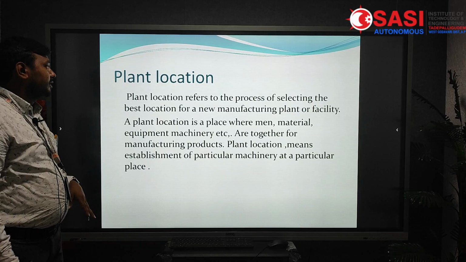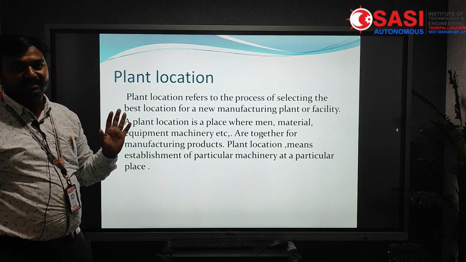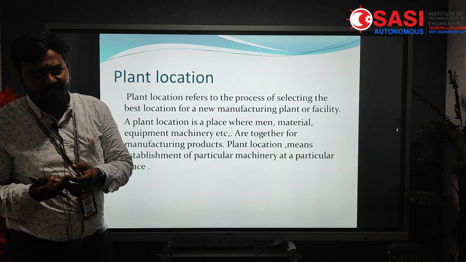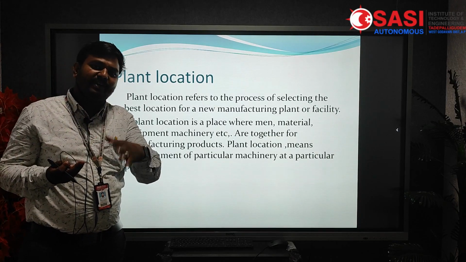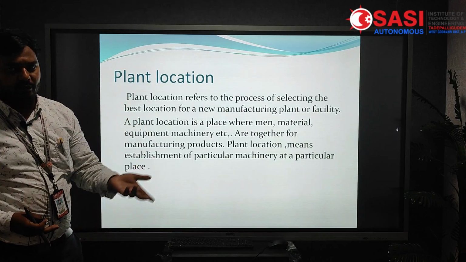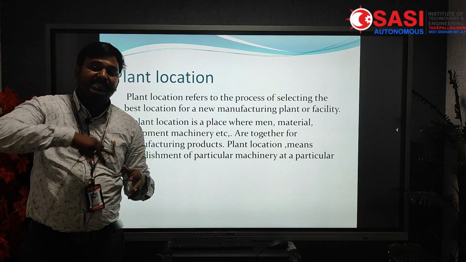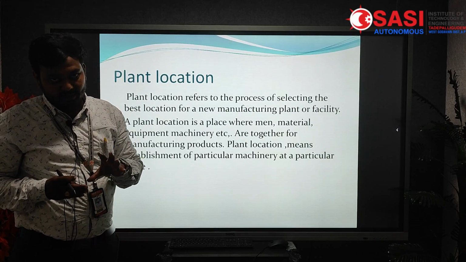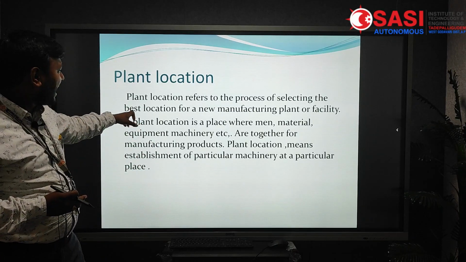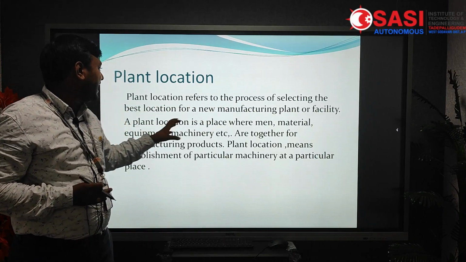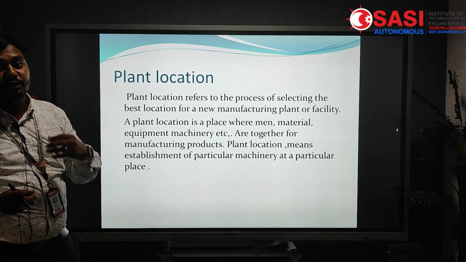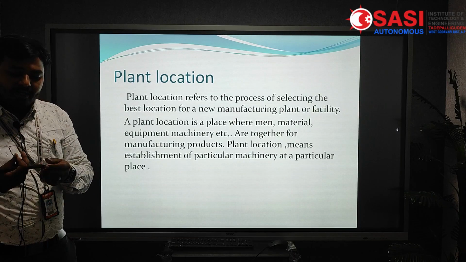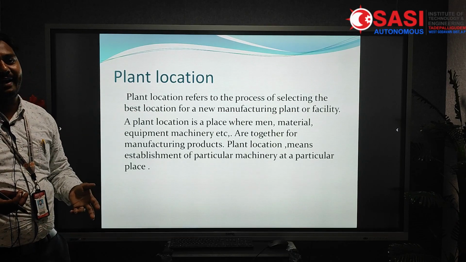Plant location. Plant means which is capable of producing the goods or services, which is capable of converting the raw materials into semi-finished goods or finished goods. Location, in the sense, is a physical area where the machinery or a plant should be located. So plant location refers to the process of selecting the best location for a new manufacturing plant. Best location is affected by various factors.